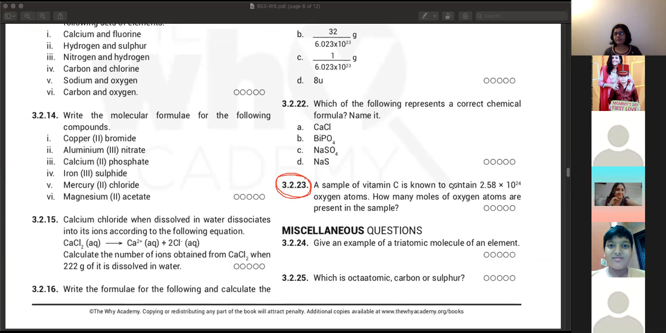A sample of vitamin C is known to contain these many oxygen atoms. You're given 2.58 into 10 raised to the power 24 oxygen atoms. How many moles of oxygen atoms are present in the sample?